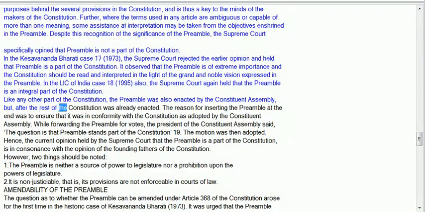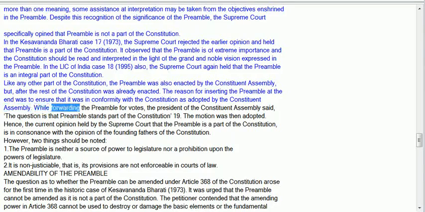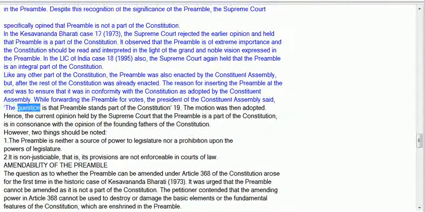But, after the rest of the Constitution was already enacted, the reason for inserting the preamble at the end was to ensure that it was in conformity with the Constitution as adopted by the Constituent Assembly. While forwarding the preamble for votes, the President of the Constituent Assembly said, "The question is that preamble stands part of the Constitution." The motion was then adopted.